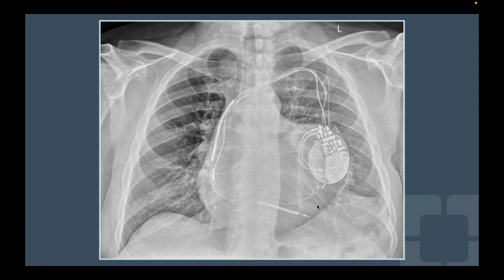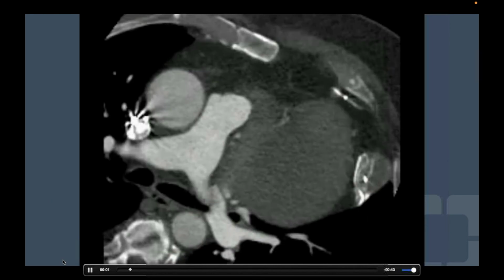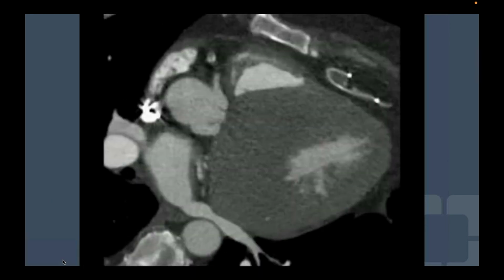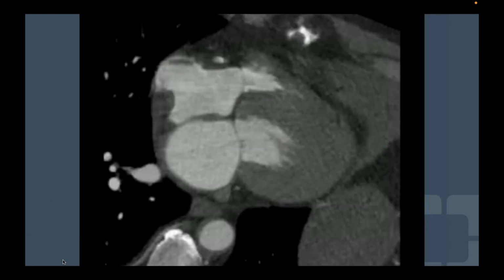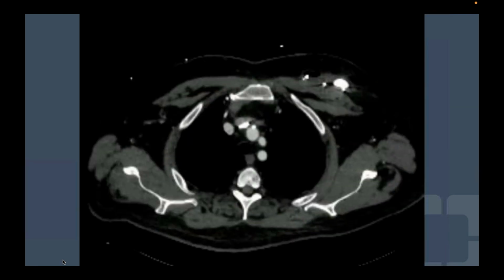So let's see, I have a CT, and it's running a little bit faster, but any comments? I mean, you see the visor.